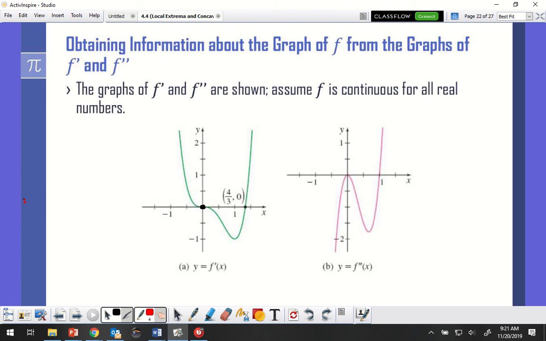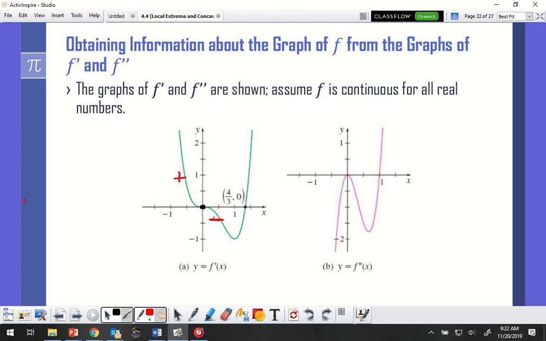On the left side of 0, these numbers are positive. On the right side of 0, it is negative. So right here going from positive to negative, that should be a max.